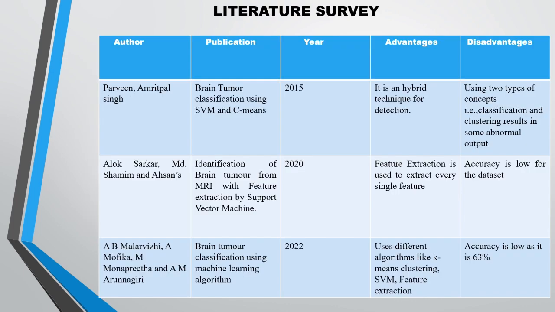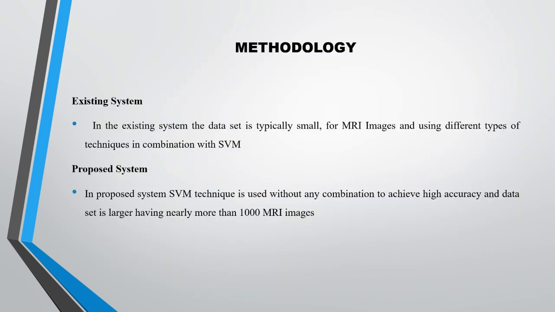This is a small survey based on brain tumors. The survey has been taken from books, three of which I mentioned here. There are the author names, publication years, and the pros and cons of those, mentioned neatly. This is how the methodology works.